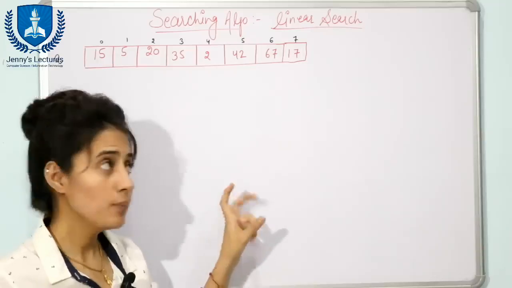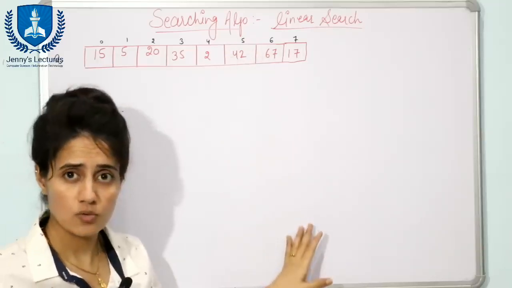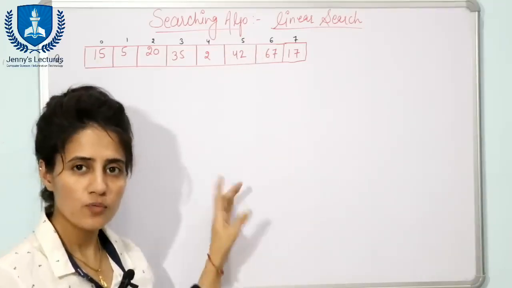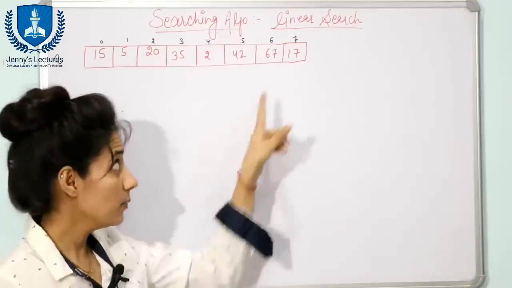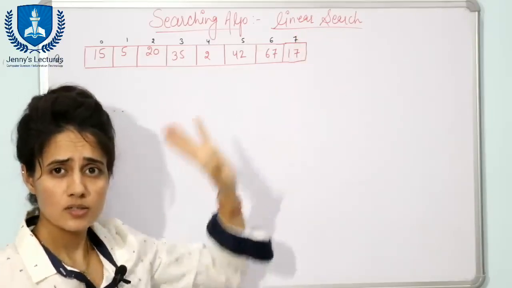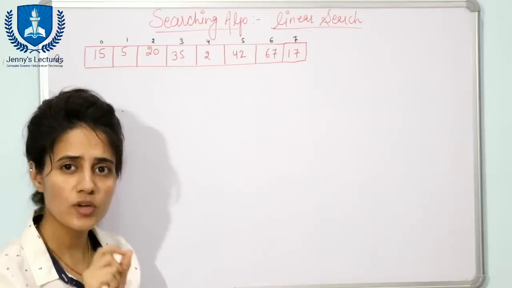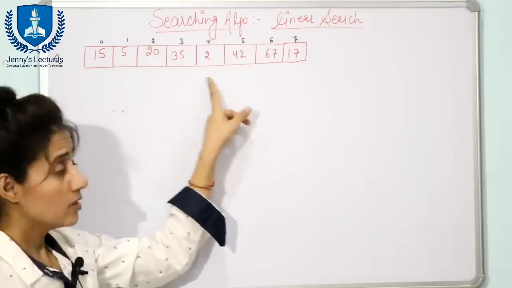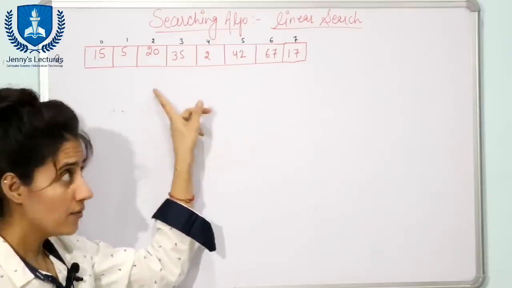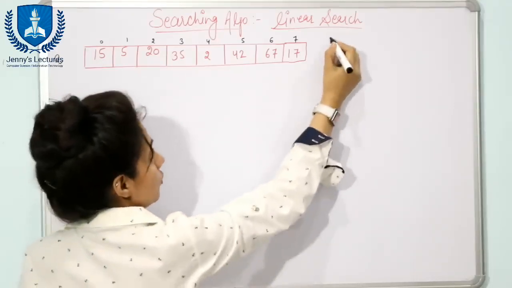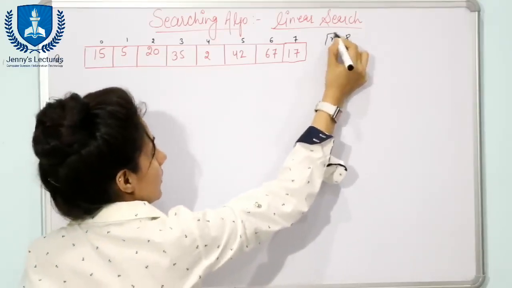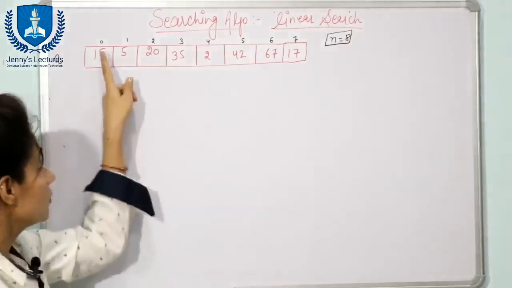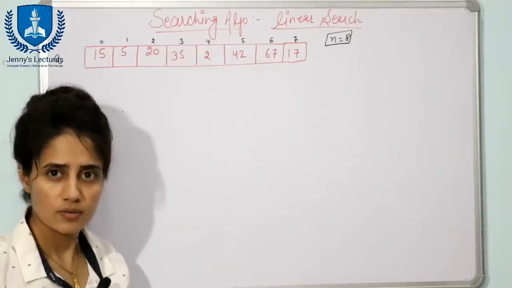I'm going to write down a piece of code for this linear search algorithm. First of all, I'm going to take one example and we will see the working principle of this linear search. This is also known as sequential search. Now suppose this is our data, an array having N equal to 8 elements, and the index is from 0 to 7, right?